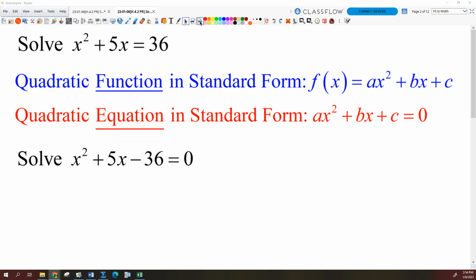We could graph whatever's on the left side of the equation and graph whatever's on the right side of the equation and look for the intersection, and that works, right? If I do that, look what happens.